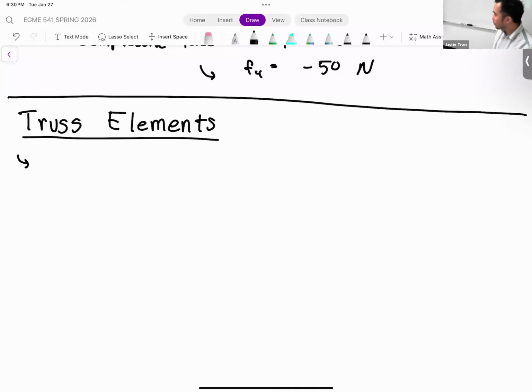So far we've gone over one type of element, which is spring elements, right? Springs are kind of the simplest thing you can do. And so a truss element is basically just another type of structural element that we can apply.